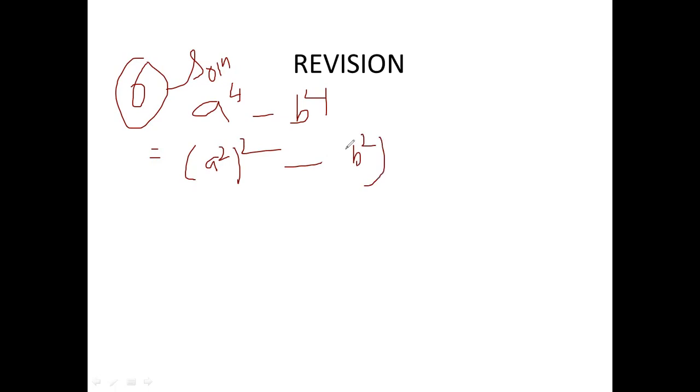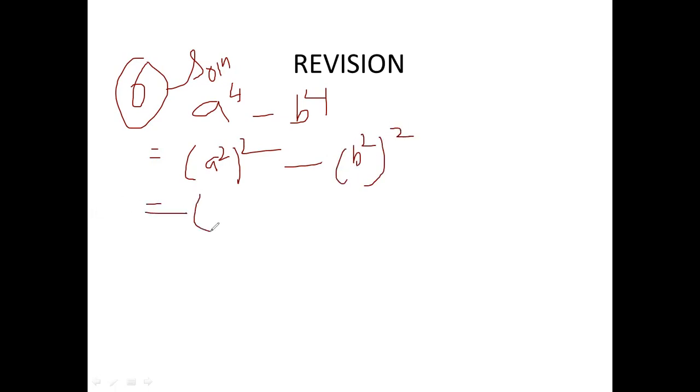You were telling me that time to open. Now, how to factorize this, a to the power 4 minus b to the power 4? How to factorize it? I am asking Nevisa. (a square) whole square minus (b square) whole square, then applying the formula a square minus b square: (a square plus b square)(a square minus b square).